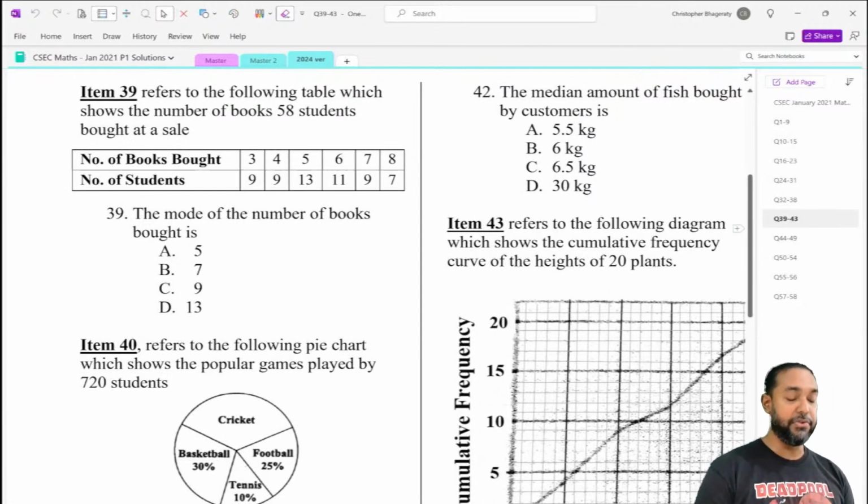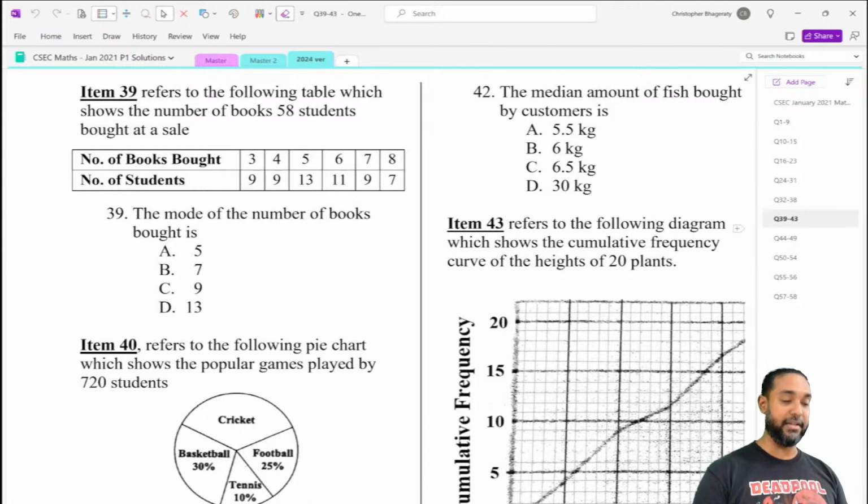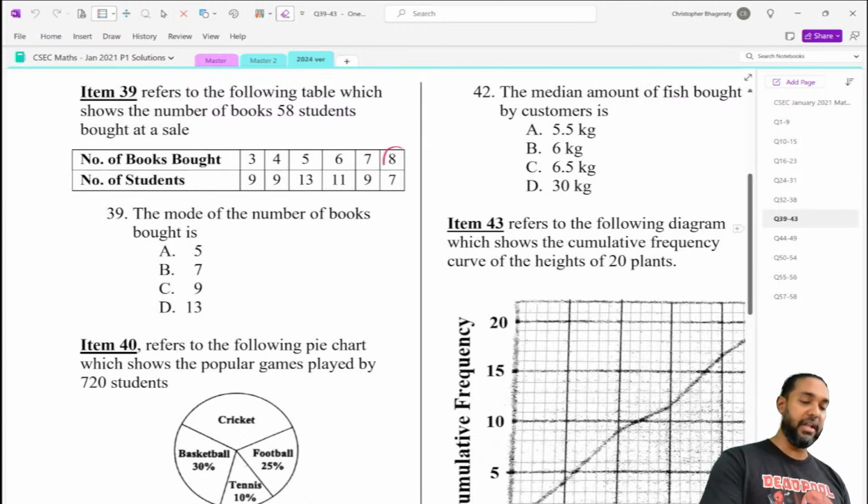Item 39 refers to the following table, which shows the number of books 58 students bought at a sale. The mode of the number of books bought is the number of books bought by the most number of students. So it's not the highest number of books, because then it would always just be the largest number. That's not it. It's not to say that can't ever be the mode, but the mode comes from the frequency. What's the highest number in that row?